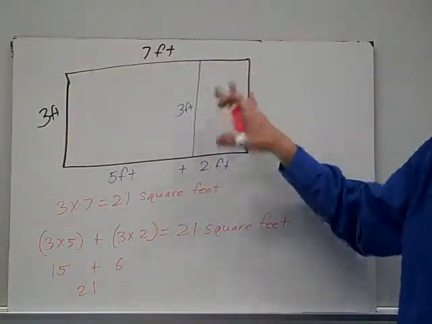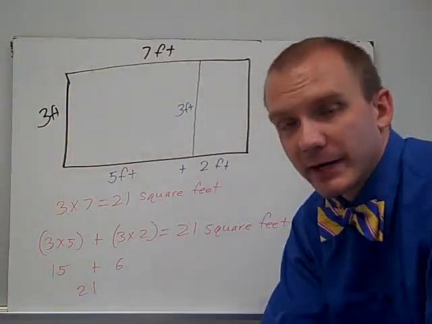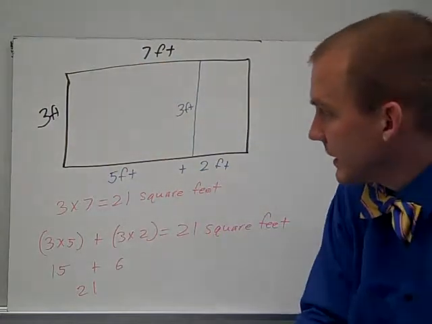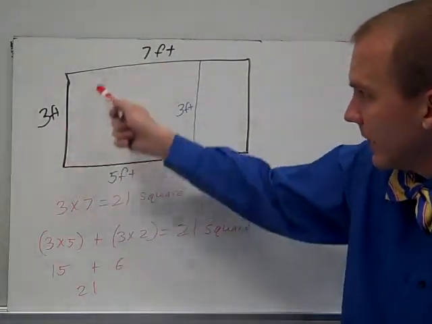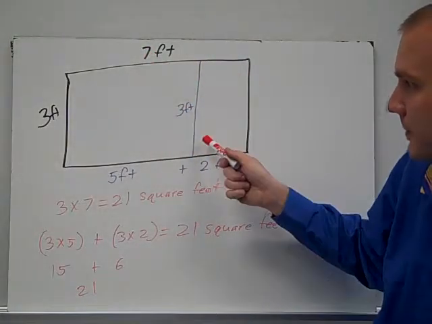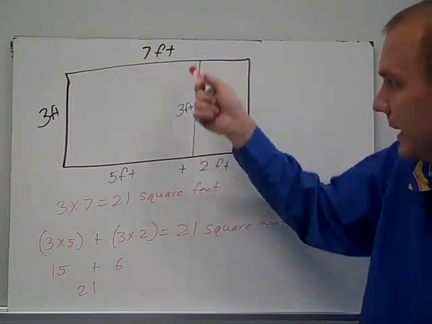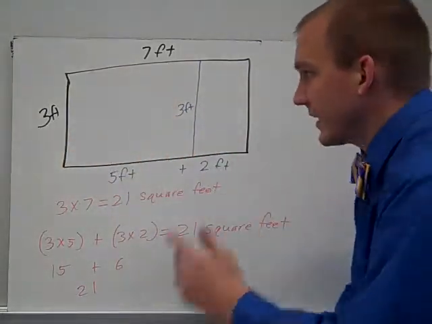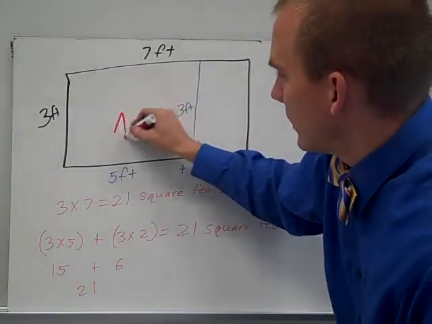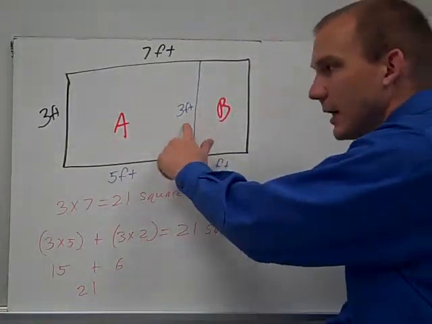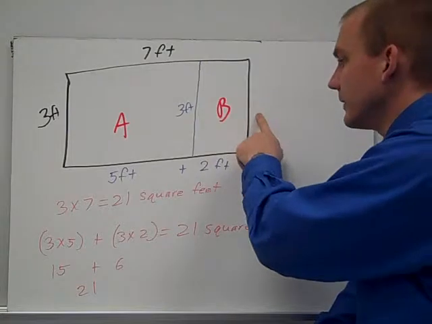Now let's come back and look at that when we're talking about area of a rectangle. I have a rectangle, 3 feet by 7 feet. Because it's a rectangle, if I draw a line straight down from the top to the bottom and split it up, that line's going to be 3 feet long because I just end up creating 2 separate rectangles. In this case, I have rectangle A and rectangle B with this line drawn. And this line is 3 feet long.